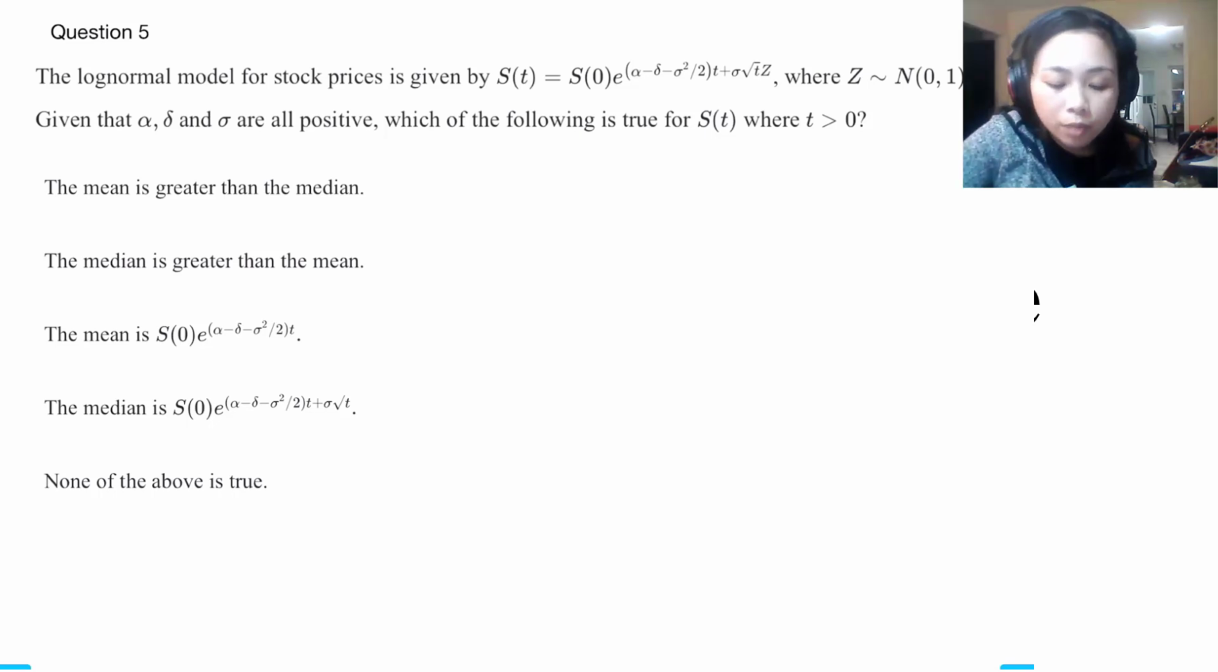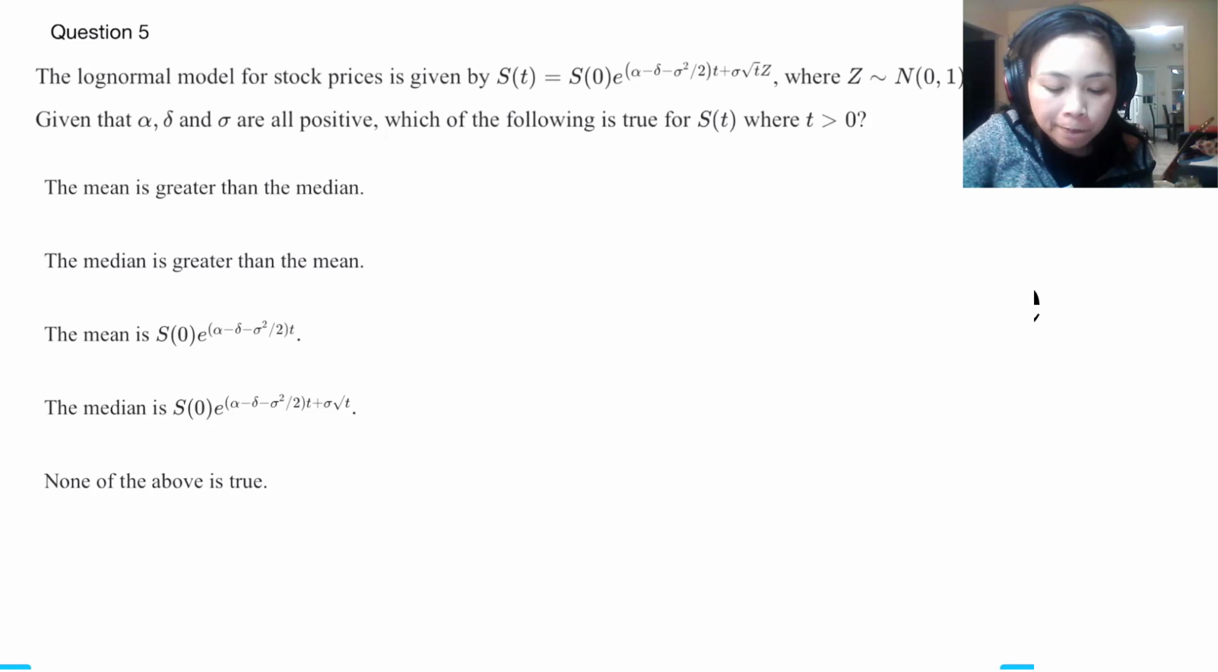Both of them are incorrect. The mean should be S of 0 e to the alpha minus delta times t. And the median is S of 0 e to the alpha minus delta minus sigma square half times t. You see it? So both of these are incorrect.